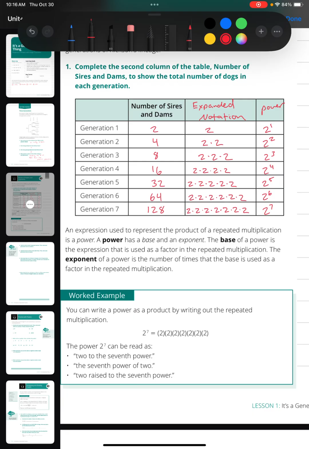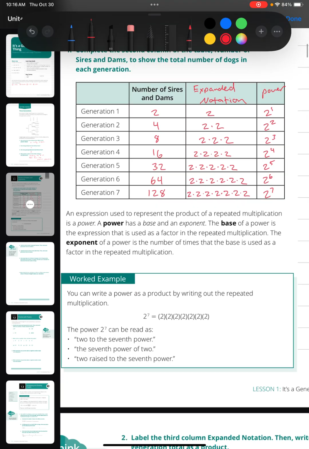In other words, we are taking a base and multiplying it by itself the number of times the exponent tells us to. Like that worked example, you can write a power as a product by writing out the repeated multiplication. 2 to the 7th is the same thing as 2 times 2 times 2, 7 times, which is exactly what we were filling in up above.